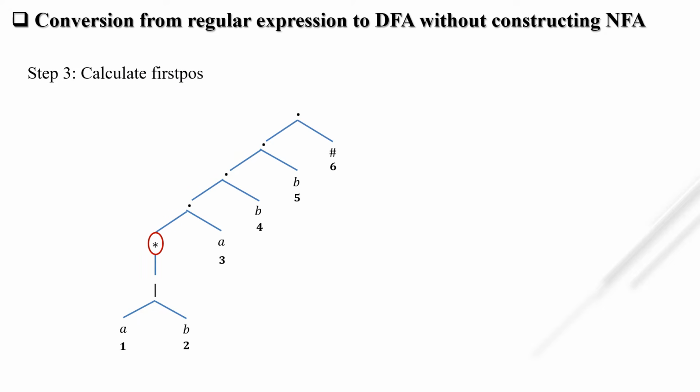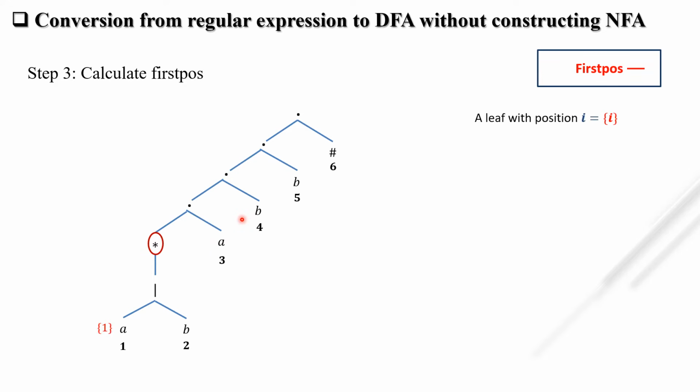So the next step is to calculate the first position of an operand and operator. To find the first position of an operand is very simple. This is the first position and this is the last position. We simply put 1 as the first position, 2 as the first position, 3 as the first position of the operand, like this. But to find the first position of an operator like Kleene closure, OR symbol and concatenation symbol, we have some rules that we saw earlier.